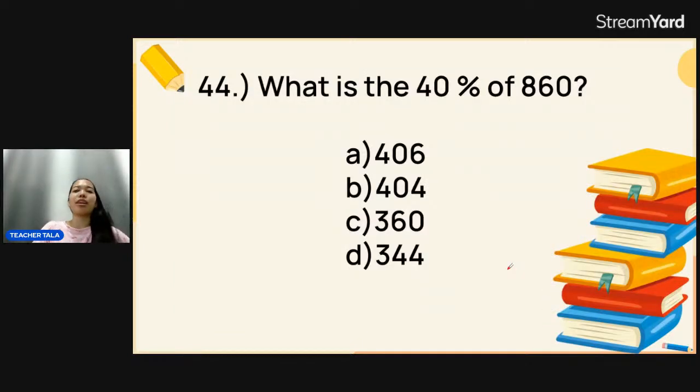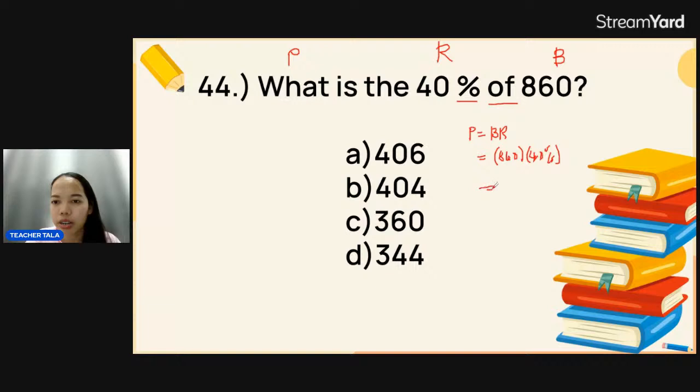Okay? Next. Oh, another base percentage rate question. What is the 40% of 860? Meaning of this is the base, the percent of percentage. So P is equal to base times R. So base is 860, rate is 40%. So 860 times 0.4. So multiply natin 0, 24, carry to 8 times 4, 32, 34. Now, how many decimal places? Only one. So let's crush the last digit. So that's percentage is equal to 344. That's letter D.